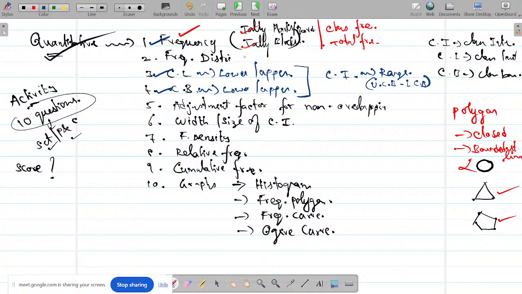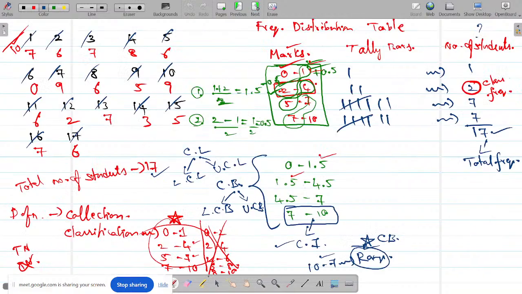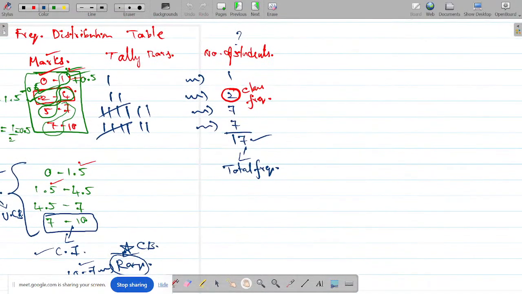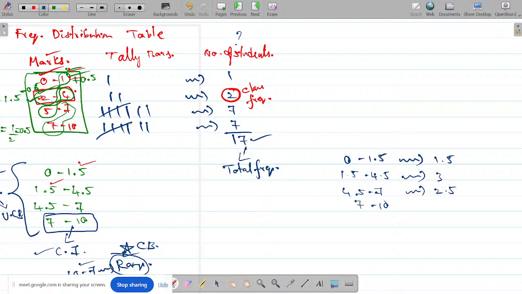And if we talk about the range for each and every class interval, there may be a different range. You agree? What I'm trying to say here is, if I talk about 0 to 1.5, 1.5 to 4.5, I'm taking the class boundaries, okay? 4.5 to 7, 7 to 10. For this class interval, what is the range? For this particular one, 1.5. Have you got it? Upper class boundary minus lower class boundary. Here, 3. So you can understand, right?